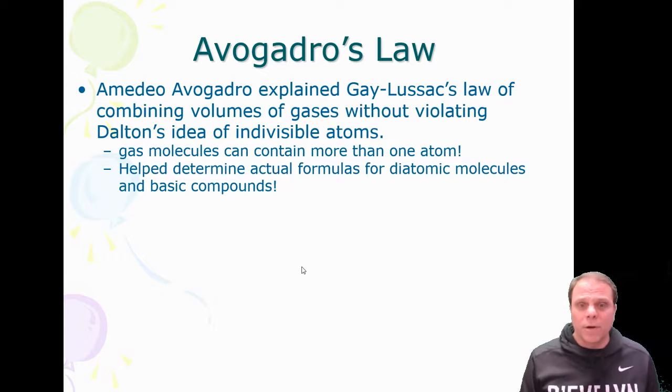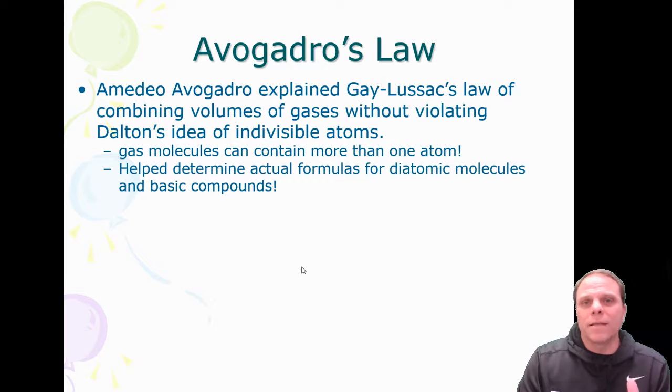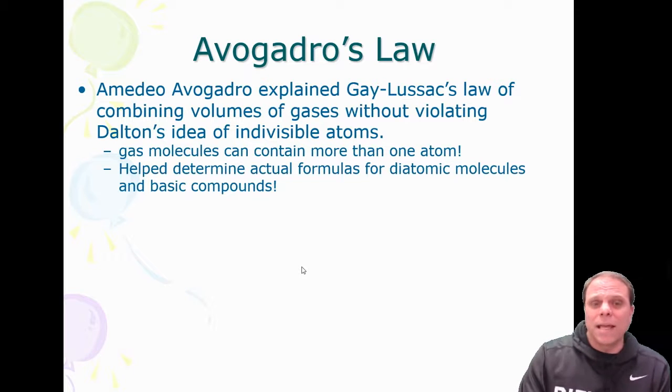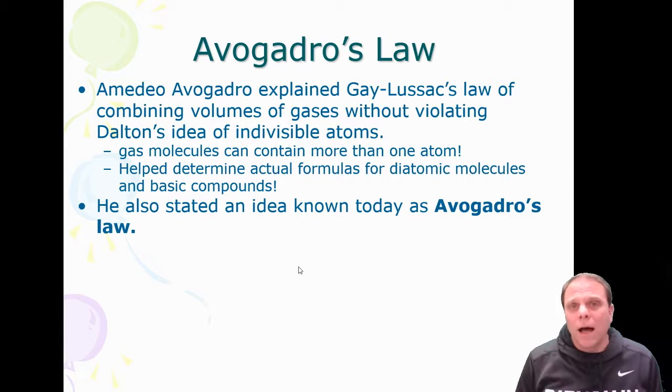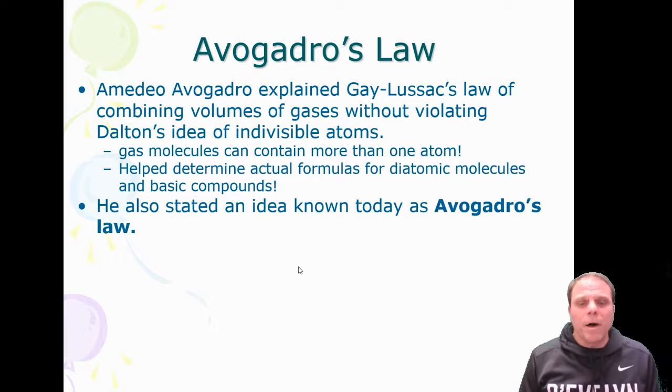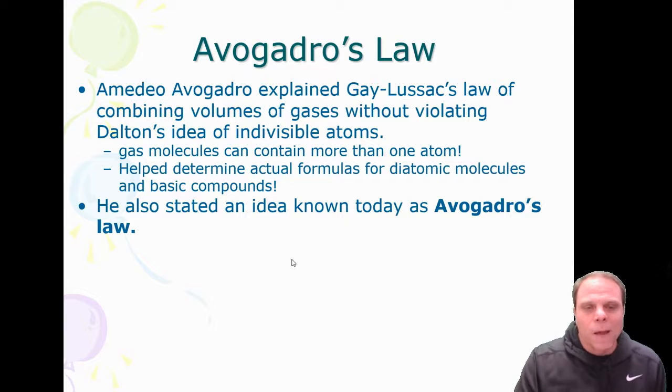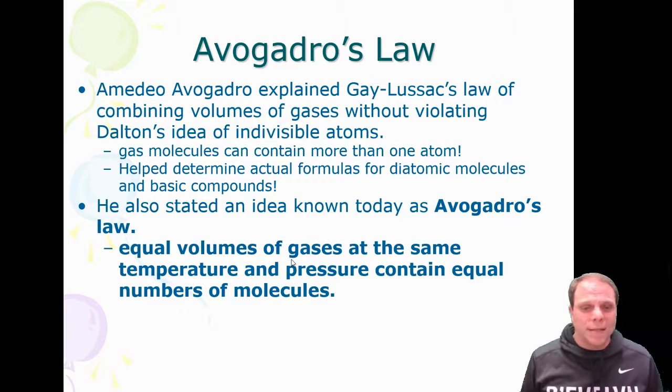It could be diatomic, for instance, right? And this is one of the things that helped them to understand that some of these gases and some other compounds were actually diatomic or might have been a little bit more involved and might have had a few different elements in it. And so he came up with this idea that we know today as Avogadro's law, which says that equal volumes of gases at the same temperature and pressure contain equal numbers of molecules.